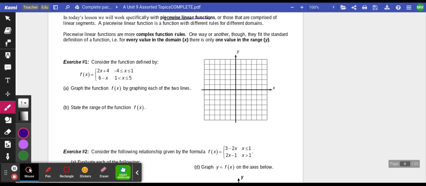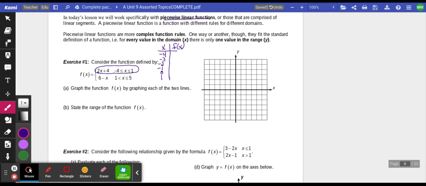So how I like to do this is I'm going to take the top part of the rule and make a table. My x values go from negative 4 to positive 1. Remember, I can use my calculator or I can substitute them in, but I'm going to find the function. For that top rule, I'm using the 2x plus 4. If I use my calculator, I go to y equals and enter the 2x plus 4.